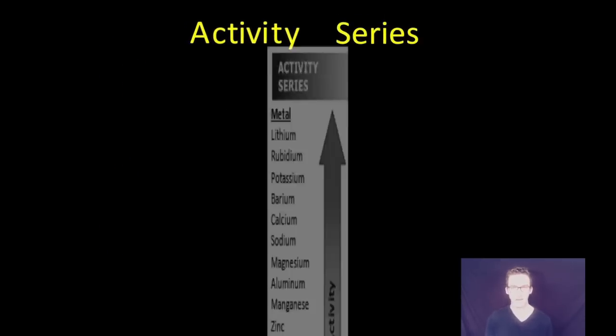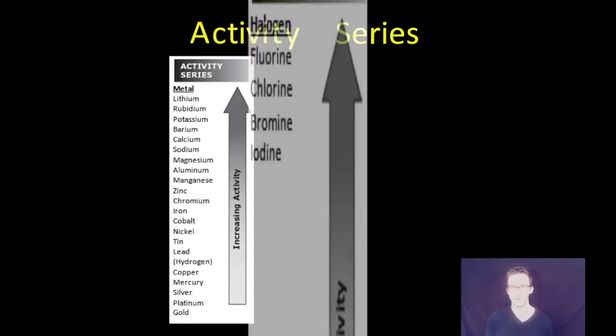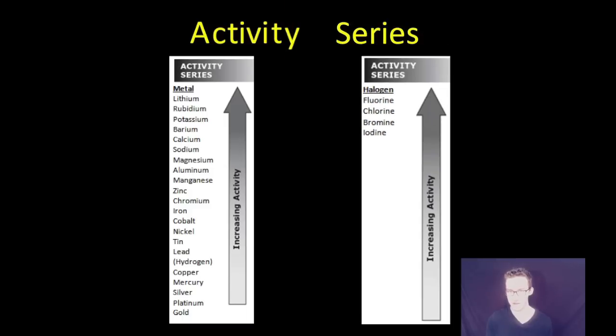Okay, so as you take a look at your activity series and try to think about what the most active metal would be and what the most active nonmetal would be, I think it's probably easiest to understand this when you're talking about the nonmetal activity series. Fluorine is the most electronegative element. It's going to be the one that most easily gains electrons, and therefore it's going to be the top of the list.